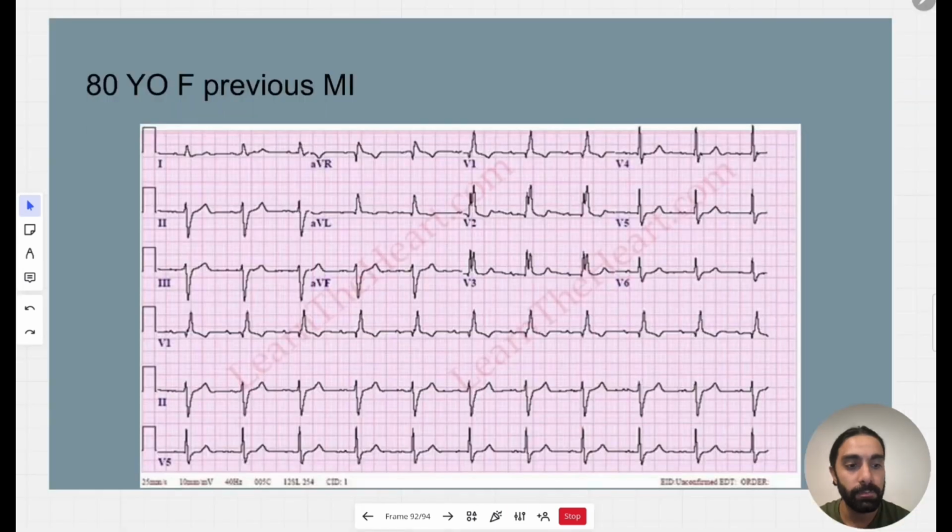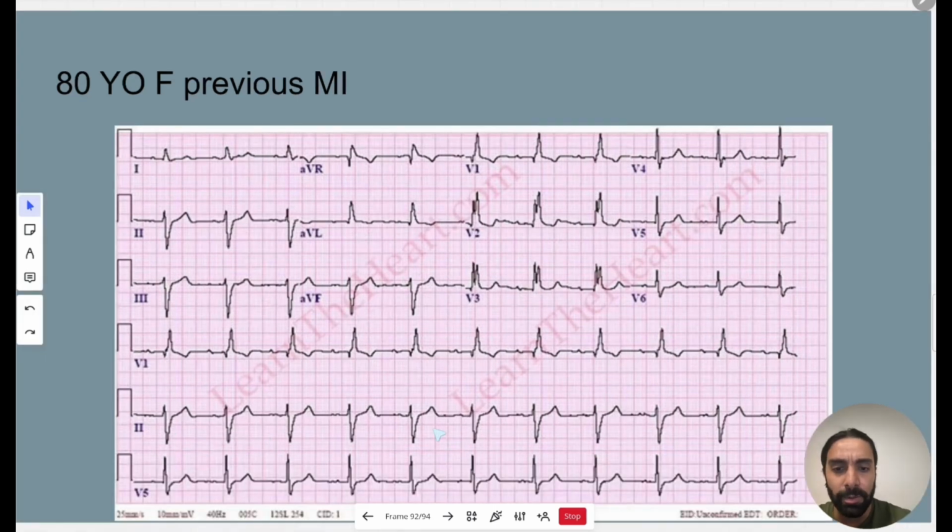And then last but not least, an 80-year-old female with a previous MI. I see this EKG a lot, almost all the time in the hospital. I don't think they'll mention this, but it's something to think about, the different types of bundles that we see. So if you see here, the rate is pretty regular, the rhythm looks to be pretty regular, and we see a P wave in lead 2 pretty consistently.